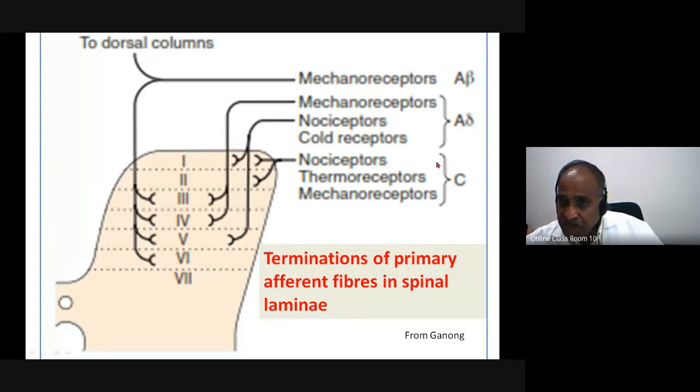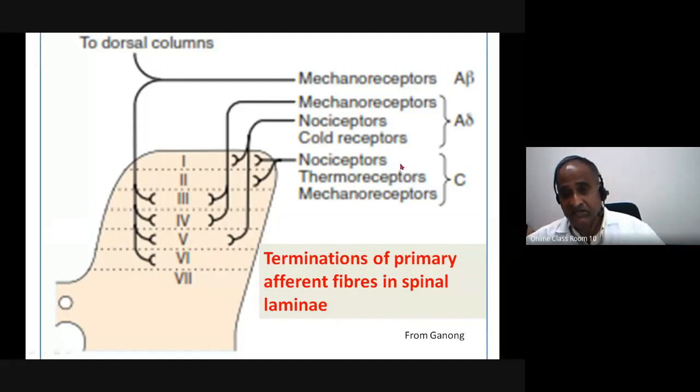Then we have C fibers. C fibers have nociceptors, thermoreceptors, and mechanoreceptors. Because here you have cold receptors, here you have warm receptors. These nociceptors are relayed in layers 1 and 2. And all these things, nociceptors, that is the C fibers, that is unmyelinated fibers, are unmyelinated fibers carrying the thermoreceptors, and unmyelinated fibers carrying the mechanoreceptors. That's the free nerve endings. They are relayed in.